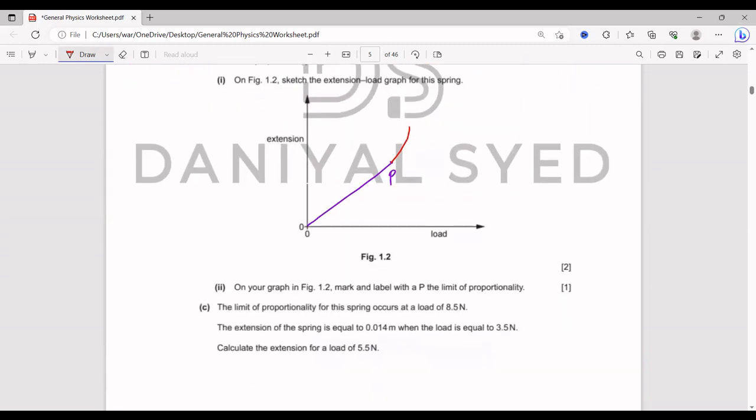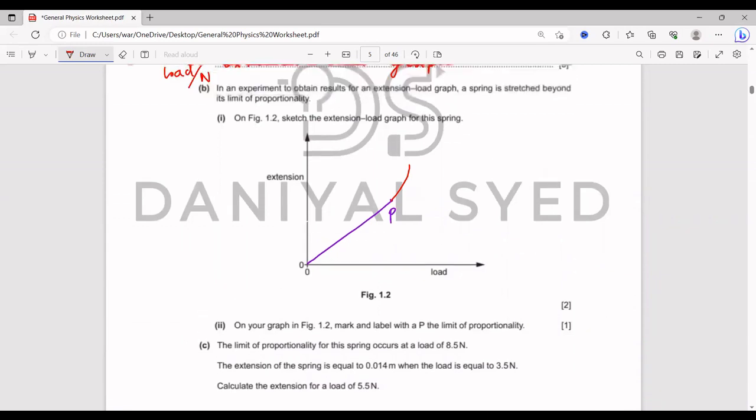Now, on the graph in figure 1.2, mark and label with a P the limit of proportionality. This is the limit of proportionality. The limit of proportionality for this spring occurs at a load of 8.5.